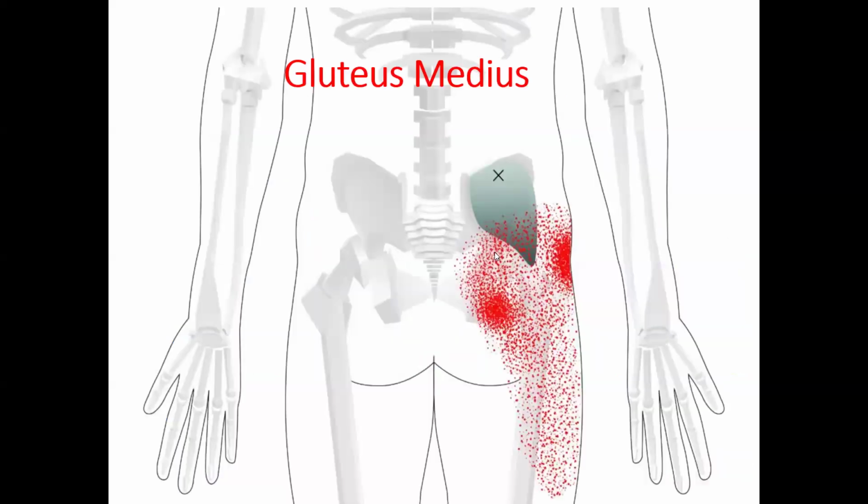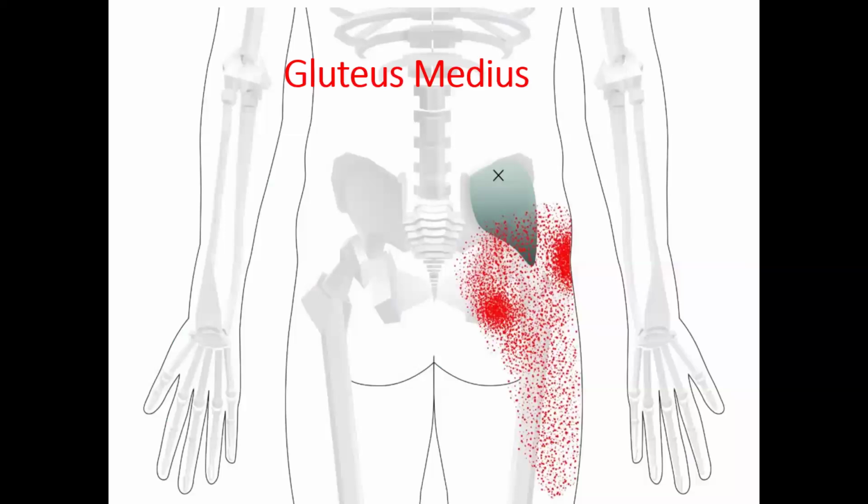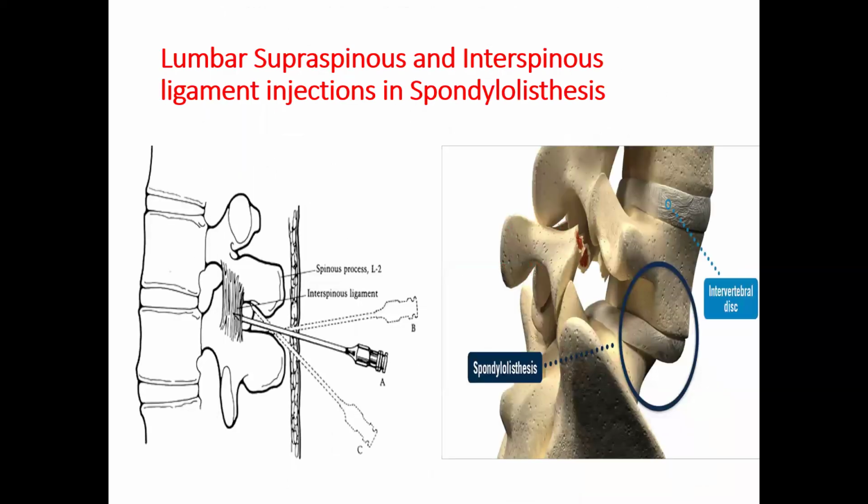Okay, gluteus medius is another muscle that can give you a similar picture to iliopsoas, to sacroiliac. So it's part of the differential diagnosis of sacroiliac pain. Okay, I want to talk a little bit about this one because it's important: the lumbar supraspinous and interspinous ligaments.